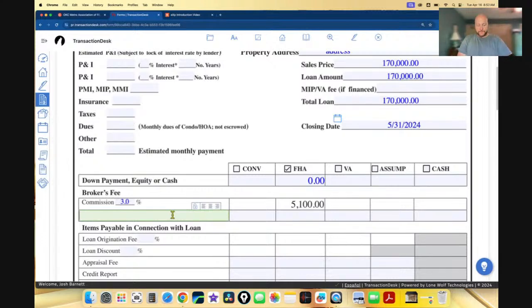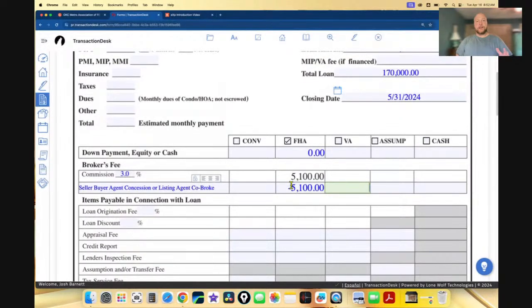And then right here, seller concession, buyer agent concession, or listing agent co-broke. Now, if the seller is offering a buyer agent concession, or if the listing agent is offering a co-broke, then you put that amount right there, whatever it is, guys. And be sure to put a negative sign. That's how you complete the broker fee portion of the estimated cost to buyer.